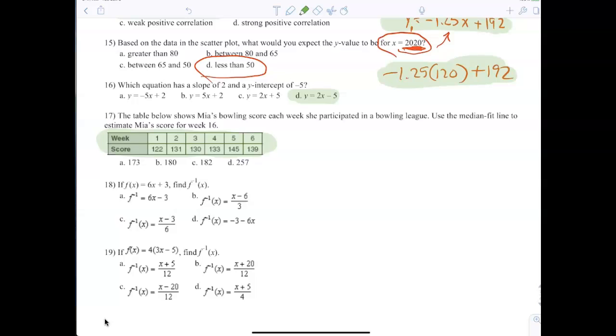Stat, edit, L1. Remember, to clear the old list, you can go up, clear, and then go down, and it'll clear the list. Or you can just type over the numbers. Under L1, type in 1, 2, 3, 4, 5, 6. And then under L2, 122, 131, 130, 133, 145, 139. Chop, chop. Get that in there.